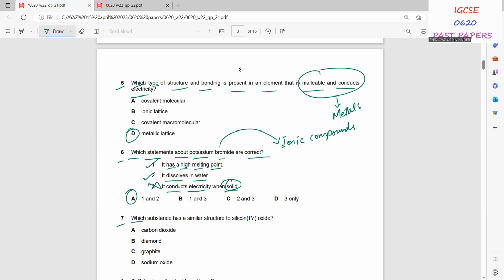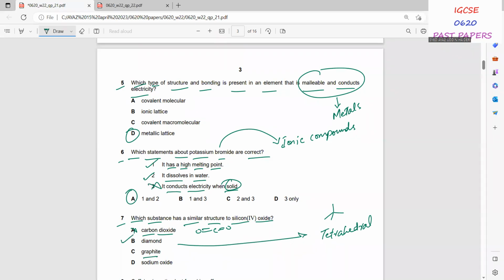Number 7, which substance has a similar structure to silicon 4 oxide? Silicon 4 oxide has structure like this, which is tetrahedral. A, carbon dioxide. Carbon dioxide has a linear structure like this. So this is wrong. B, diamond. Diamond also has a tetrahedral structure. So this is correct. For your convenience, I am reading other choices also.